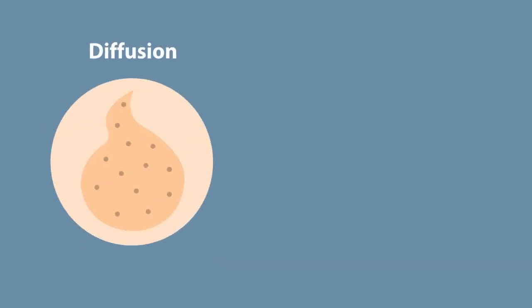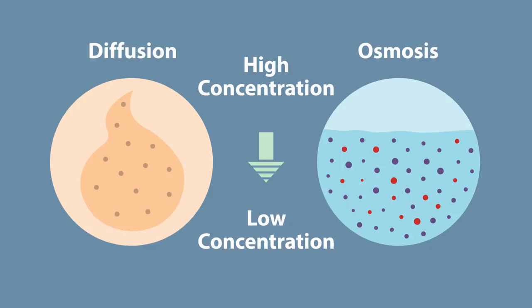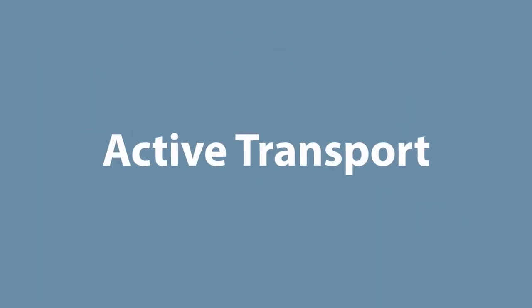In the first part of this video, we looked at diffusion for the movement of gases and osmosis for the movement of water. They were things that could easily move from a high concentration to a low concentration. That makes sense. So what is active transport for?